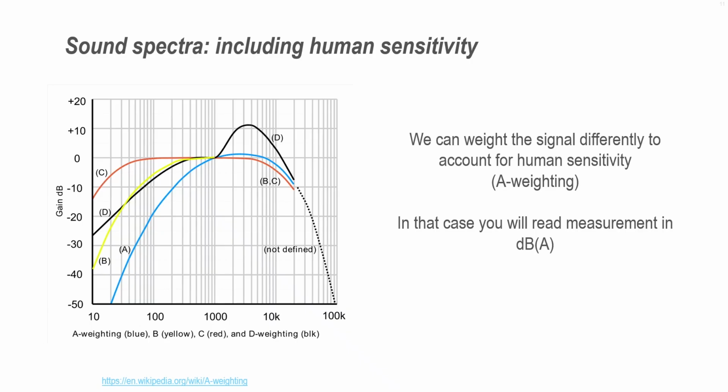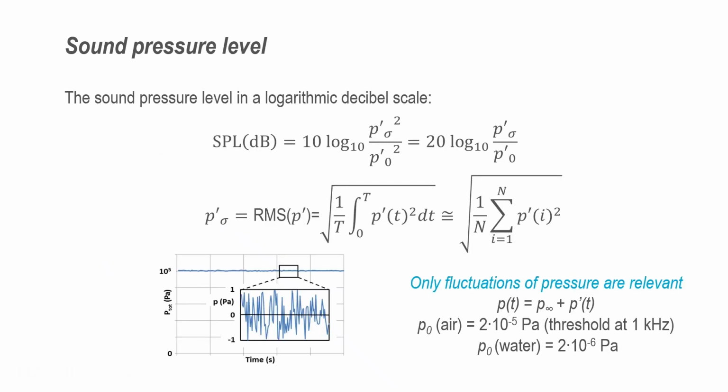The sound pressure level is just a metric used to transform pressure fluctuation values onto a logarithmic decibel scale. We are only concerned with the fluctuating components of the pressure, not the ambient static pressure. The sound pressure level is usually obtained by taking 20 times the logarithm base 10 of the ratio between the root mean square of the pressure fluctuations and the reference in air. In air, the reference pressure is 20 micropascal at 1 kHz, which corresponds to the threshold of hearing.